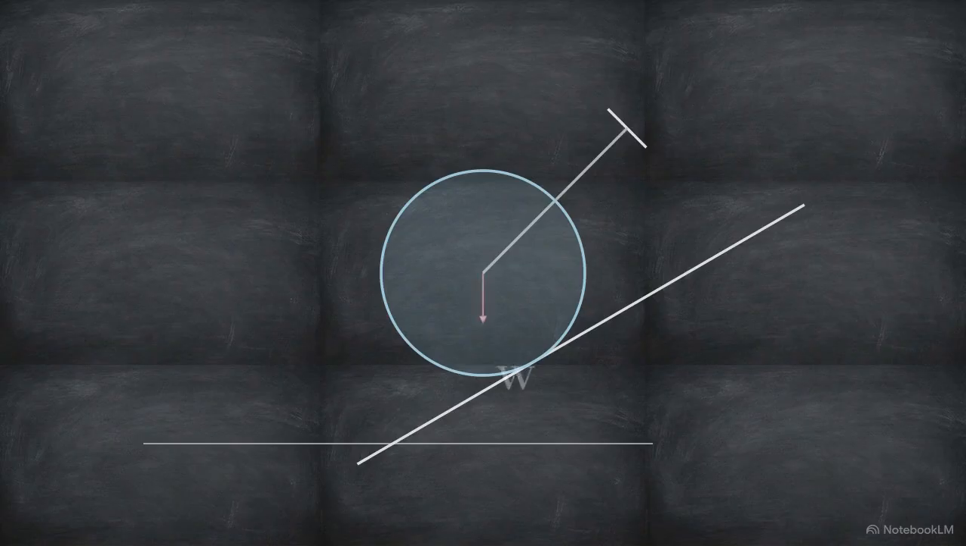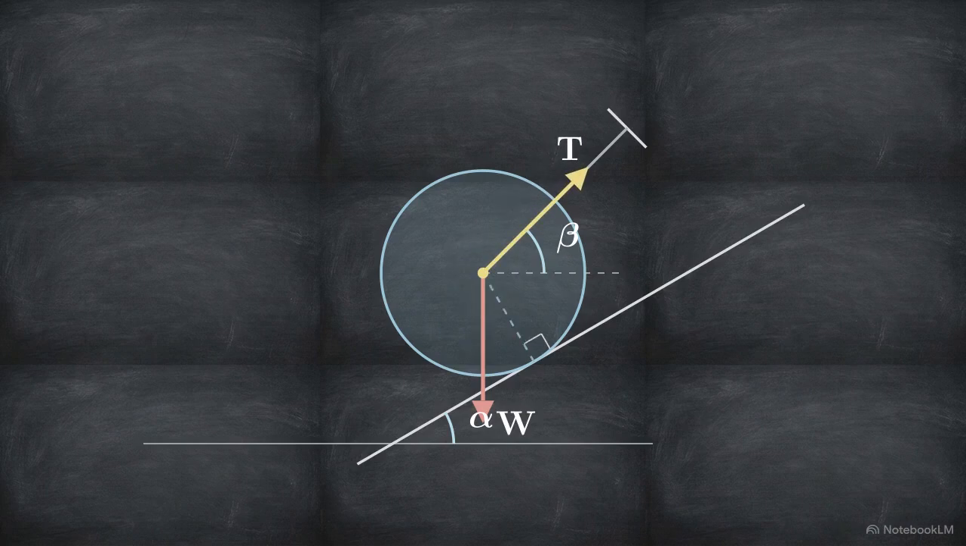We can map out our known variables on a 2D cross-section. We have the total downward weight of the object, W, the angle of the incline, alpha, and the angle of the string, beta. What we don't know are the two forces reacting to that weight: the exact tension pulling inside that string, and the normal reaction, R, which is the force of the ramp pushing back against the sphere.